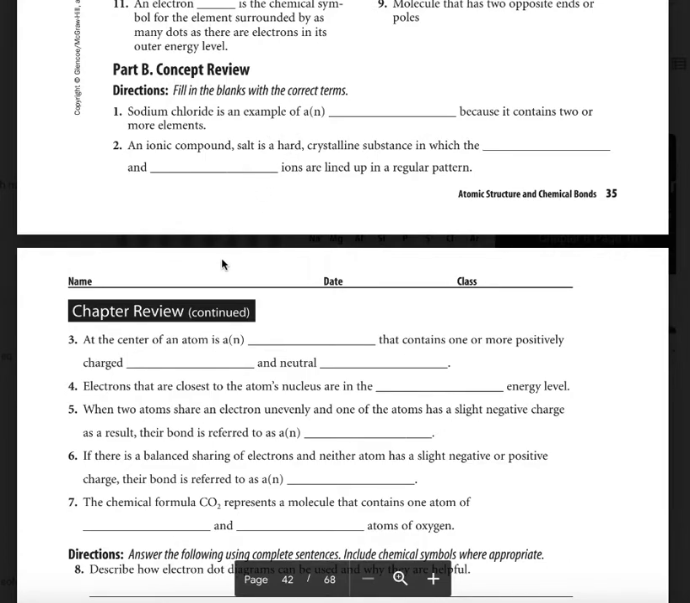Number 3, at the center of the atom is the blank that contains 1 or more positively charged blank and neutral blank. The center of the atom, that's our nucleus. It contains 1 or more positively charged protons. Protons have that positive charge.